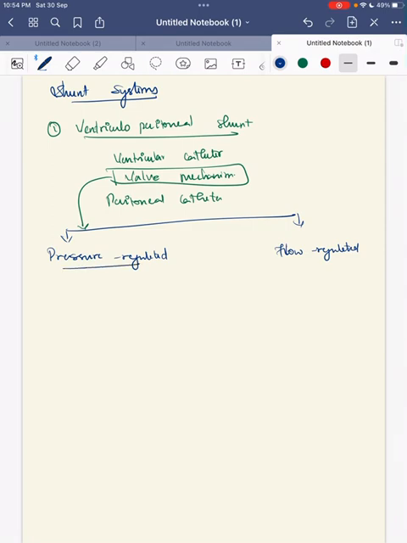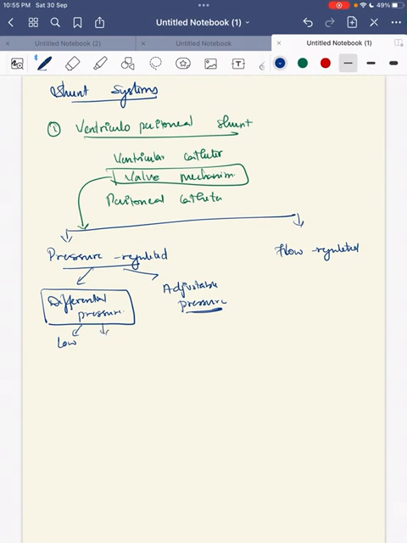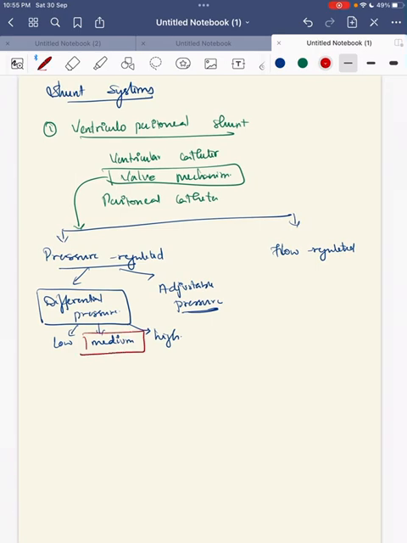In pressure regulated, again, it is classified into two. One is differential pressure, another one is adjustable pressure. This adjustable pressure valve mechanism is very expensive and we are not using it. We use this differential pressure. In differential pressure also you have low, medium and high pressure. In most of the scenarios, medium differential pressure regulated valves are most commonly used.